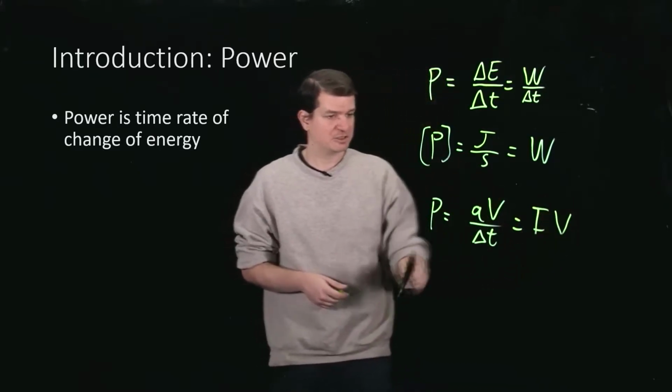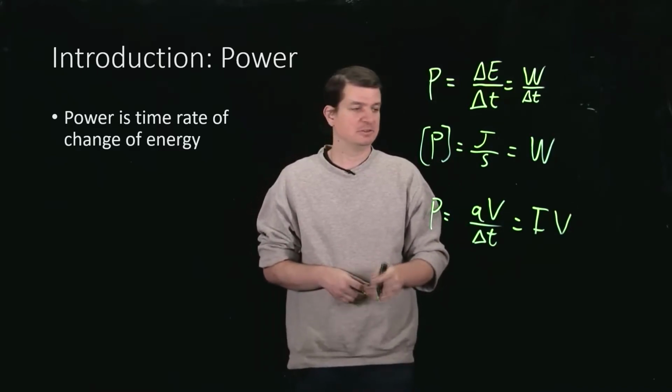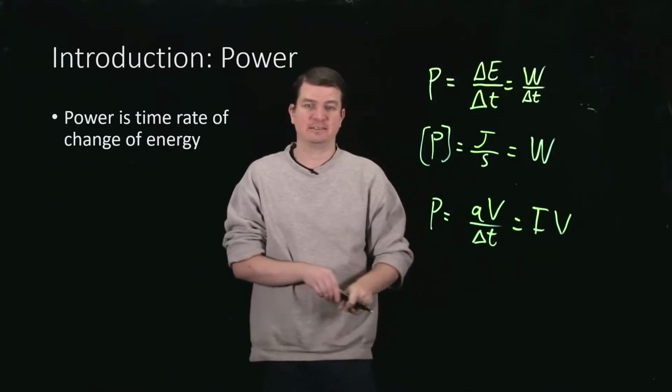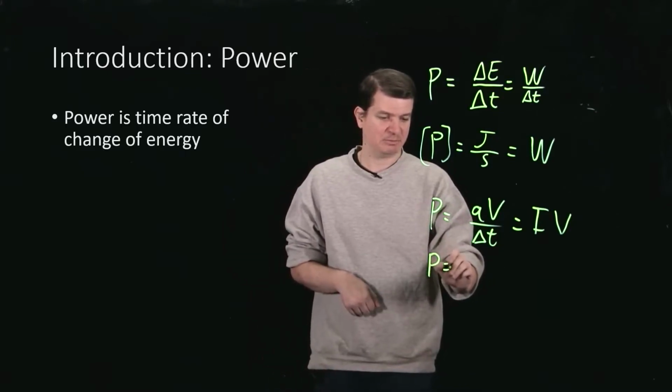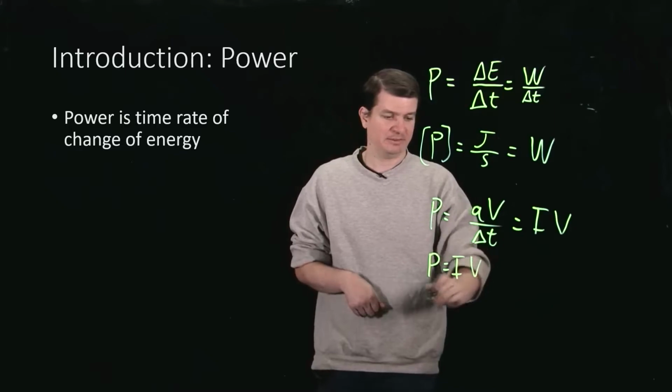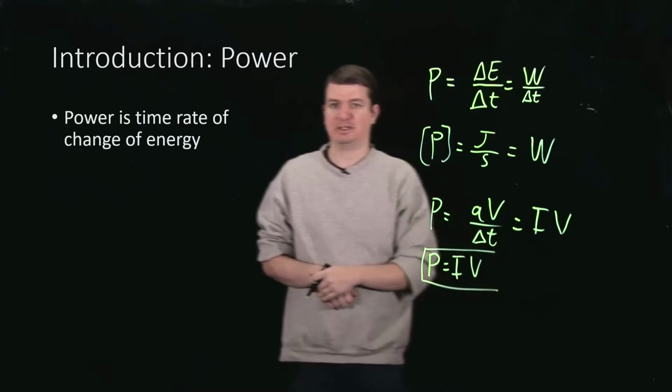Now this relationship P equals IV is a very important one, used a lot, but we can take it a step further as well. So let me just rewrite that because that's important. P is equal to IV. So that is important. I won't close the box because we're going to add more to it.